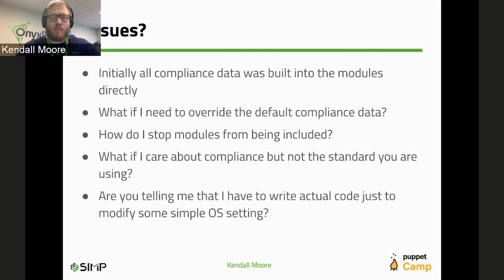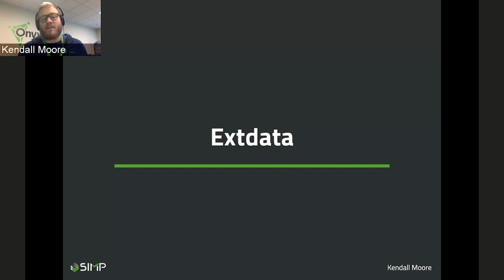And so the response that we would see is, are you telling me that I actually have to write real code if all I want to do is change one value in a config file? And pretty quickly, everyone realized, okay, yeah, that's a problem. So what do we do? And the answer is separate out the data. So before there was Hiera, there was Extdata.